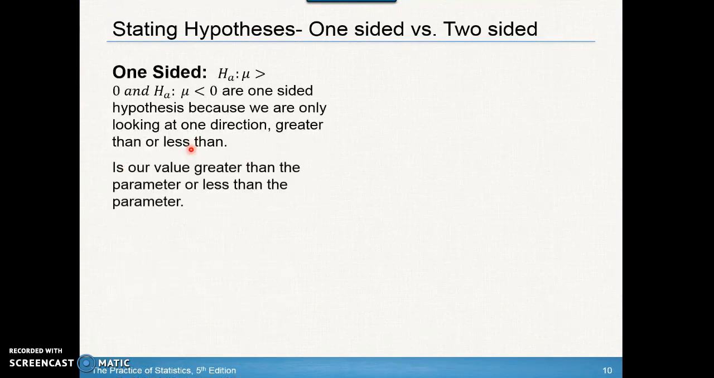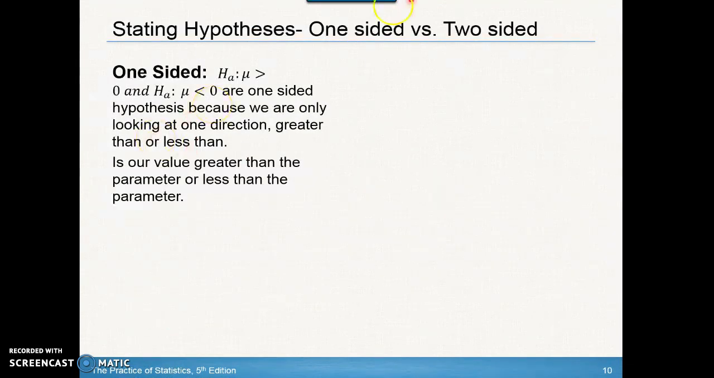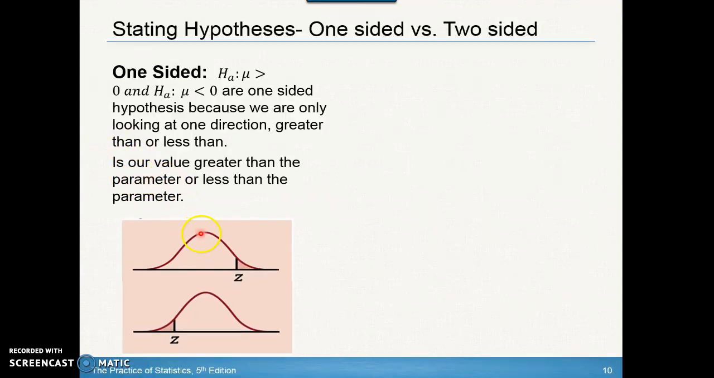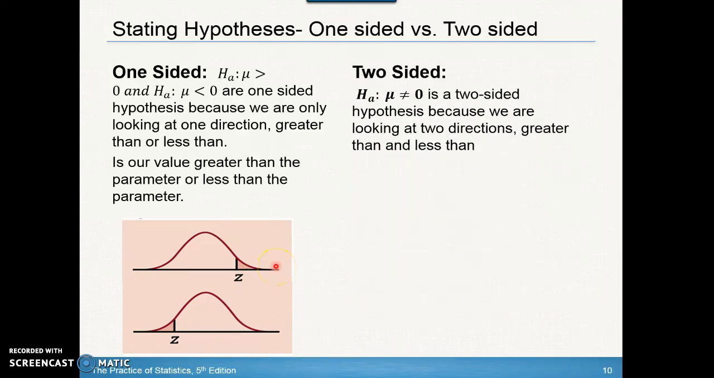All right, let's take a look at what exactly a one-sided versus a two-sided test looks like. A one-sided test is if the mean is greater than 0, or let's say the mean is less than 0. We're just looking at means now. Those are one-sided hypotheses because we're only looking in one direction, greater than or less than. We're checking to see if our value is greater than the parameter or less than the parameter. So we're basically checking the tails of the normal curve.